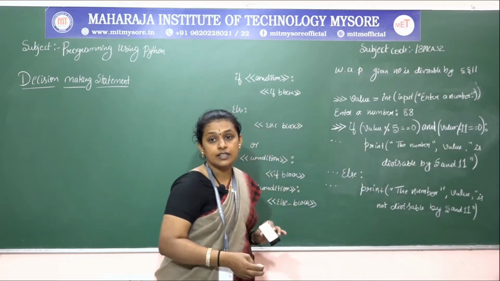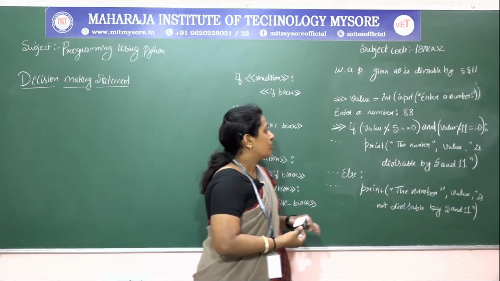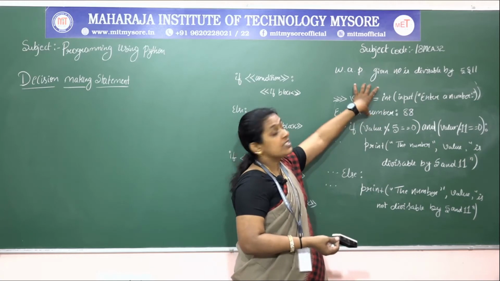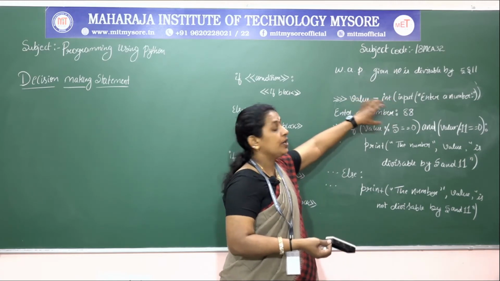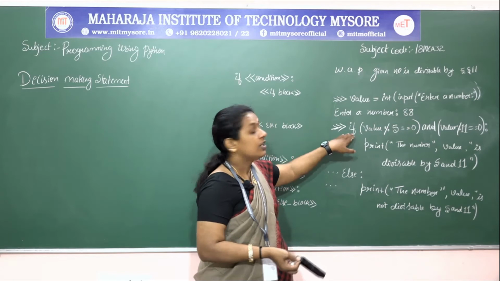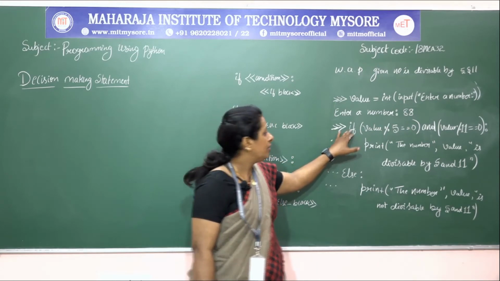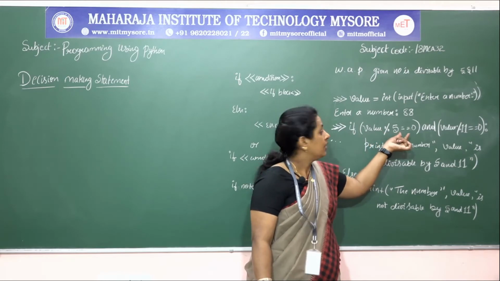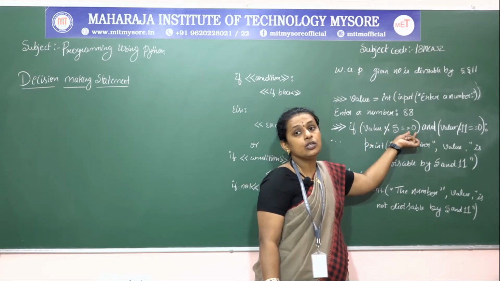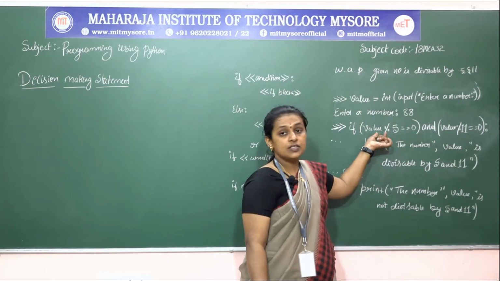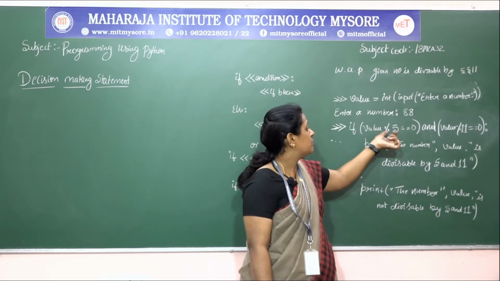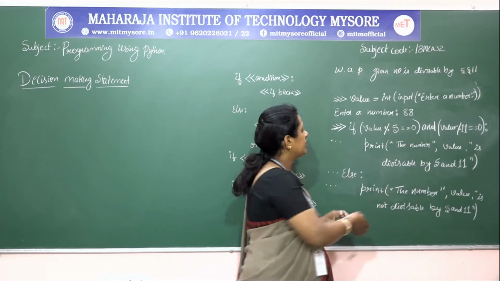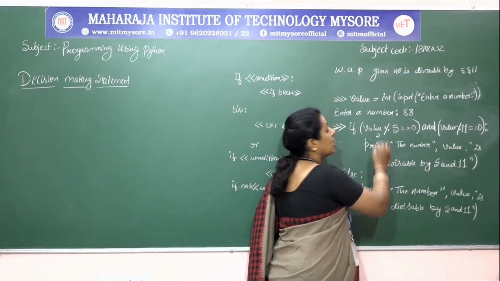and 11. Okay, let us start executing from here. I am entering the value for the value variable, it is 88. After that the if condition will be evaluated. First it checks whether value modulus of 5 is equal to 0. Here it is 88 modulus of 5, so I will get an answer of 3.